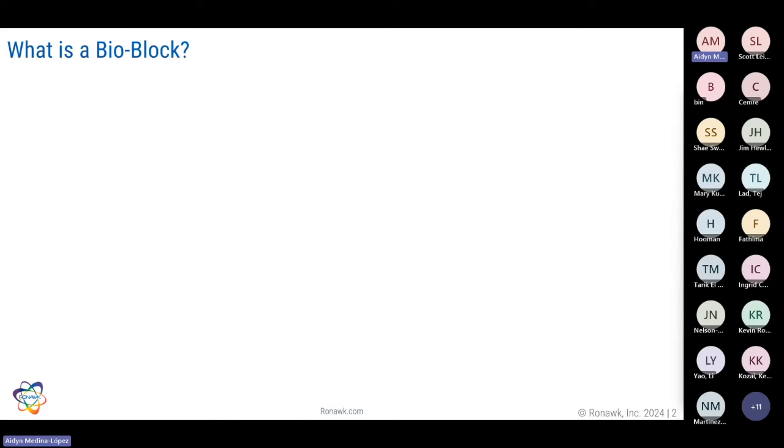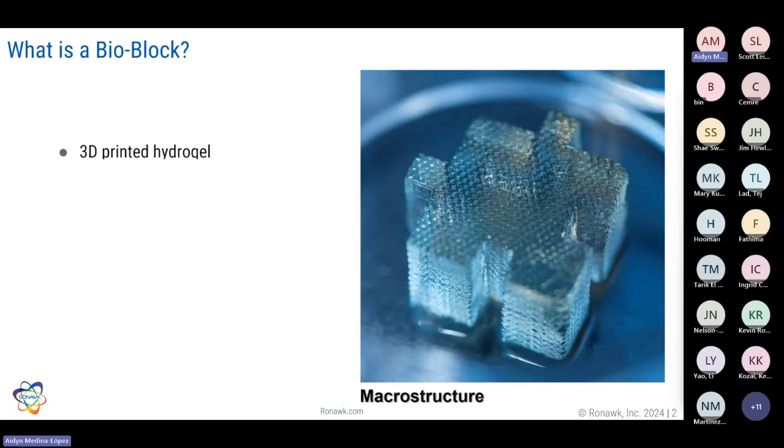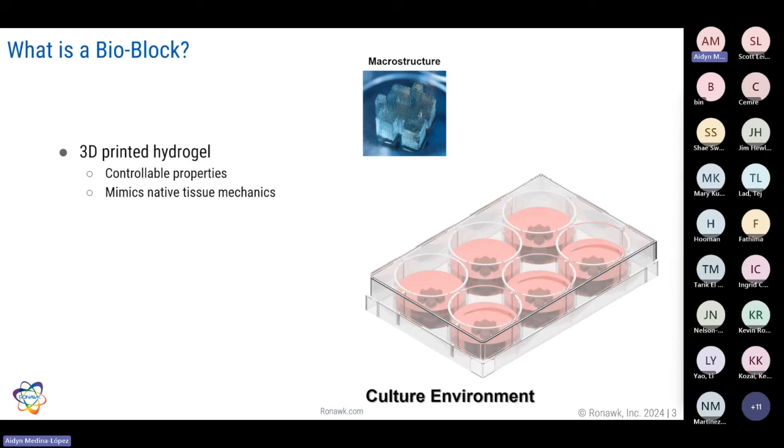What is a BioBlock? A BioBlock is a 3D printed hydrogel that has controllable properties that mimics the native tissue mechanics. It has four main characteristics: the macrostructure, which looks like a puzzle piece, and this facilitates the culture environment that we were able to develop. And this culture environment eliminates the need for traditional subculturing, as well as reducing lab waste.